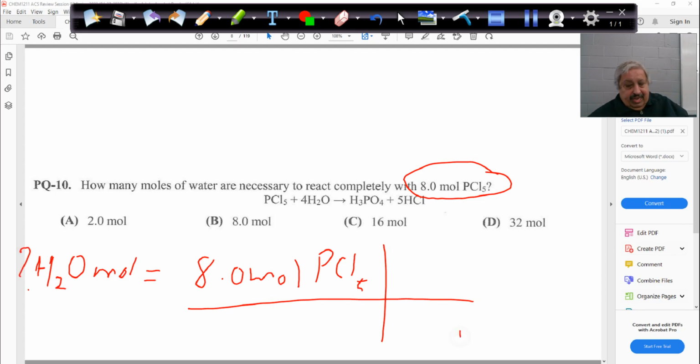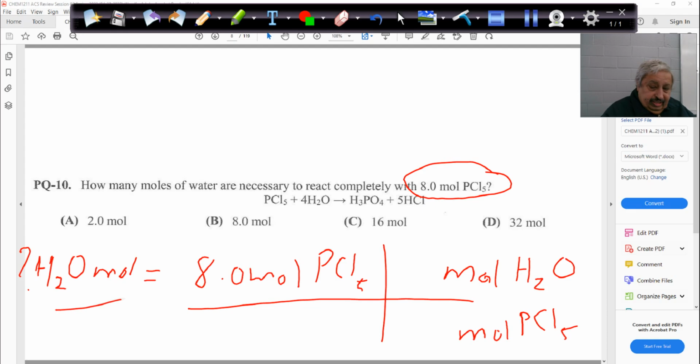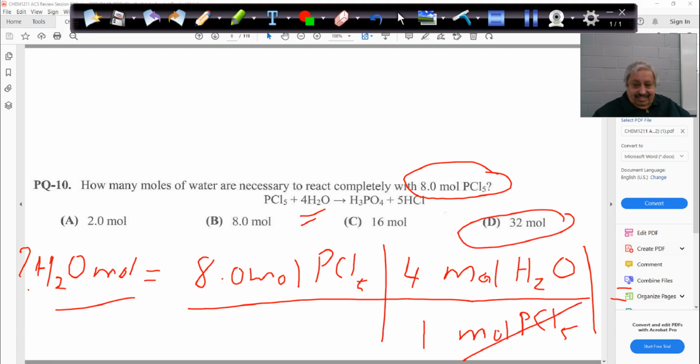So in the bottom I have to cancel the units. Mole of PCl5 to mole of H2O, because they need H2O moles, correct? That has to be on the top. So what's the ratio then? The H2O is 4, correct? And the PCl5 is 1. So the answer is, where is it? The answer is 32. Make sense?